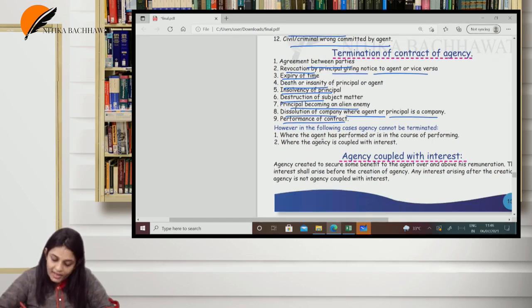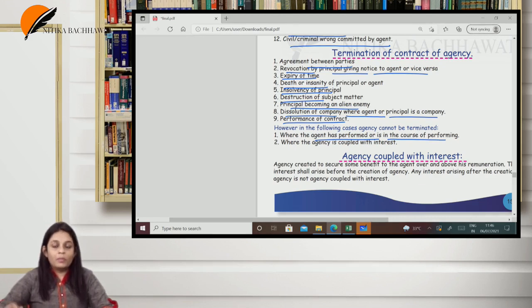However, if the agent has performed or is in the course of performing: I ask someone to deliver me some apples from Kashmir. Then later I call him and say, please don't deliver. Fine, but he has already started his journey and has almost reached the halfway. I call him, please don't deliver. Can I do that? No. He has already started performing. I am liable for this contract now.